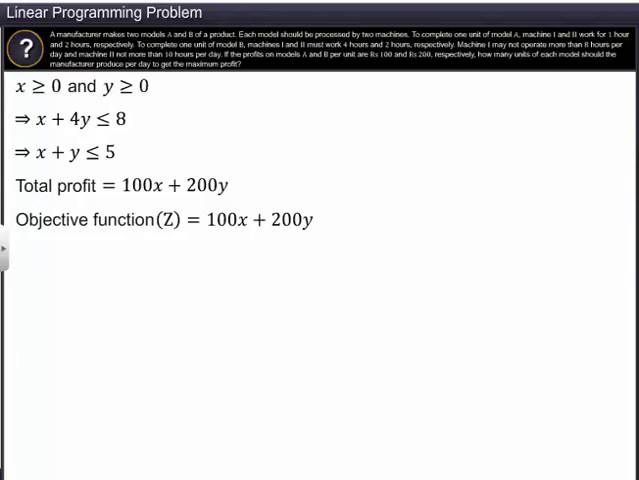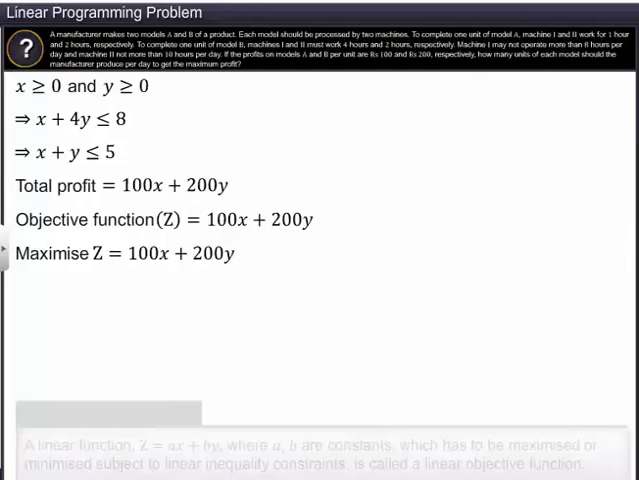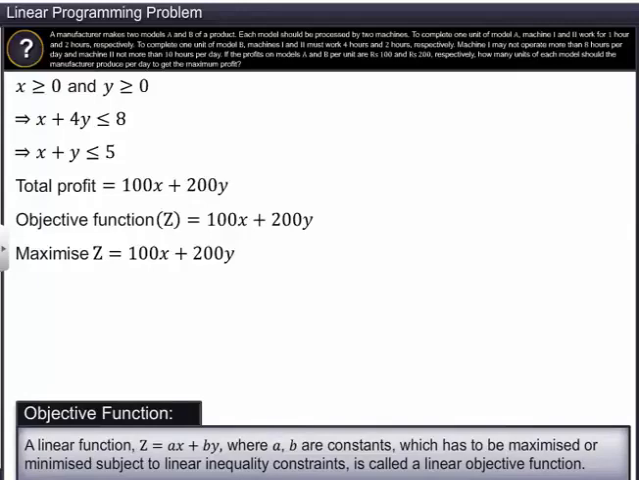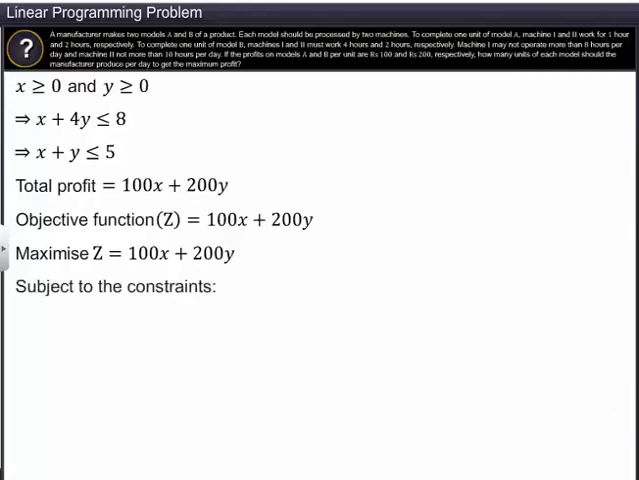The manufacturer wants to earn the maximum possible profit. This can be attained by maximizing the objective function. Mathematically, a linear function z is equal to ax plus by, where a, b are constants and which has to be maximized or minimized, subject to constraints in the form of linear inequalities, is called a linear objective function. Let us now solve the linear programming problem using graph.